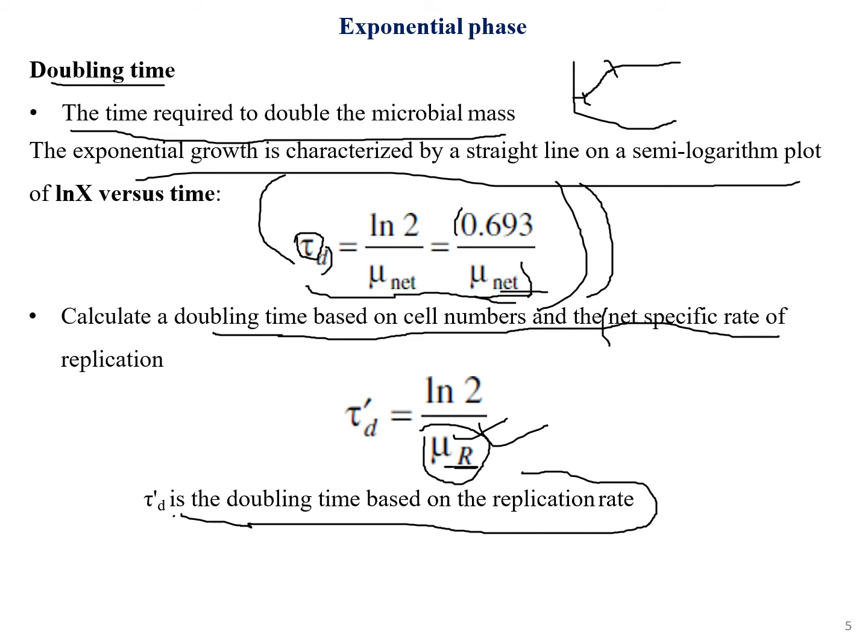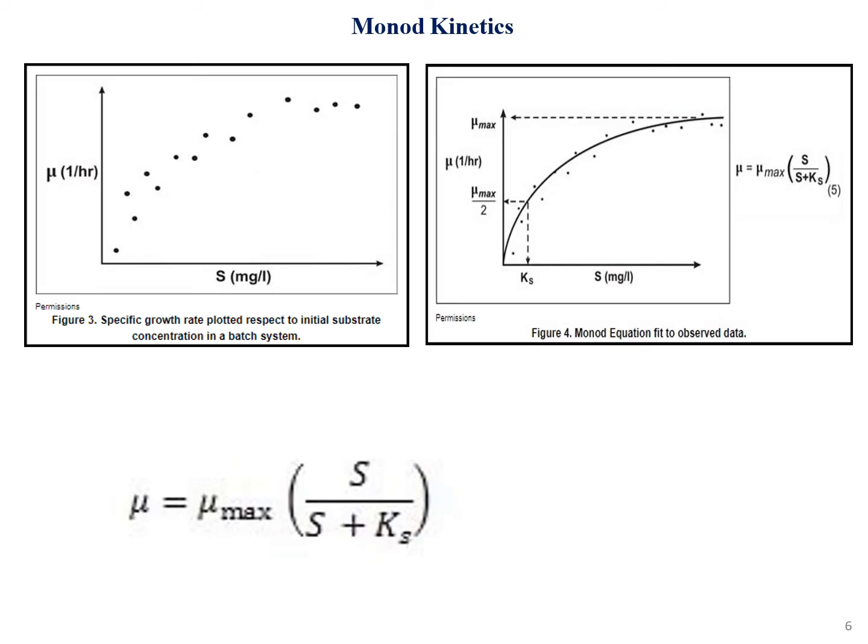So moving on, we'll talk about one of the most important topics, which is Monod kinetics. How does Monod kinetics come into play? As you see two figures here, let's talk about the first figure first. This is where the specific growth rate is plotted with respect to the initial substrate concentration in a batch system. As we know, the specific growth rate is plotted according to the initial substrate. The substrate starts from here or maybe here. The substrate concentration is pretty high.